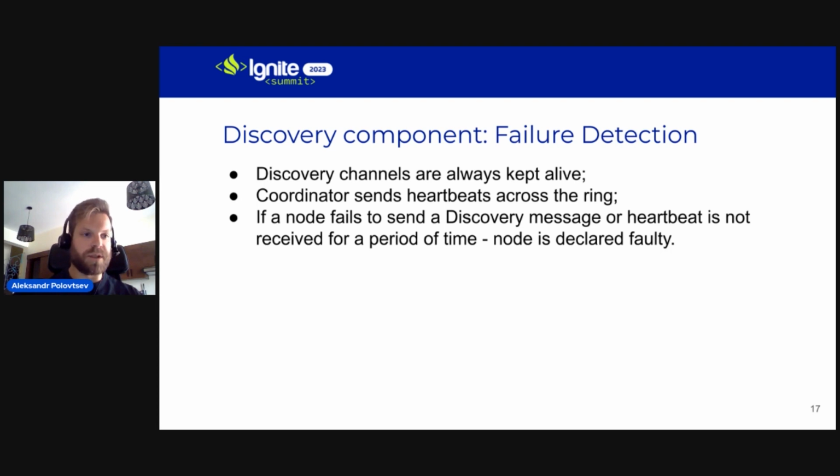A node can be declared faulty due to one of the following reasons: either the node is unable to send a message to its neighbor in the ring, or the coordinator has not received the heartbeat message in a while. If any of these things are true, then the coordinator initiates the removal of the failed node. Let's see how it happens.